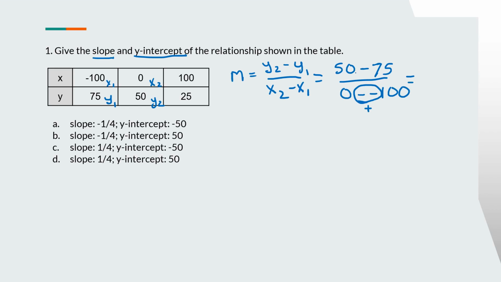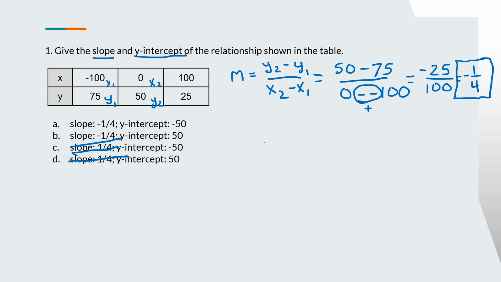So I've got 50 minus 75. That is a negative 25. And I've got 0 plus 100, which is 100. Now, this one's pretty simple as far as reducing it, because there are 4 quarters in a dollar. So 4 25s, I don't lose the negative, so I end up with negative 1/4. Now that's m. So I know my slope is negative 1/4, which means I can go over here and get rid of any slope that's not negative 1/4. So I'm left with 2 up there.